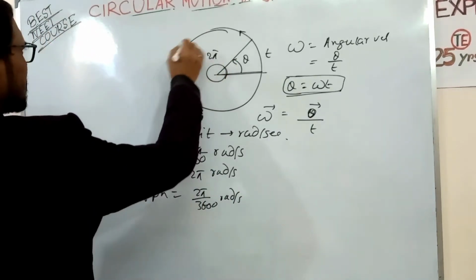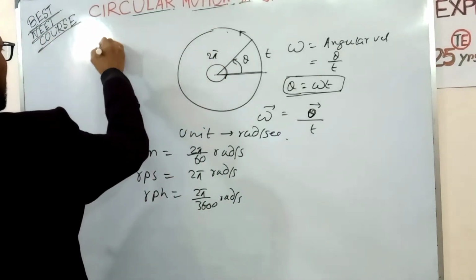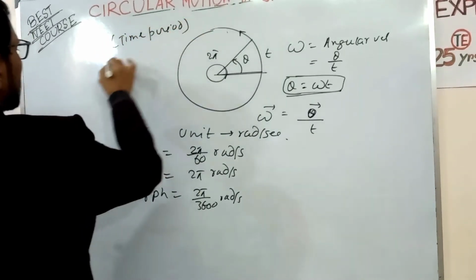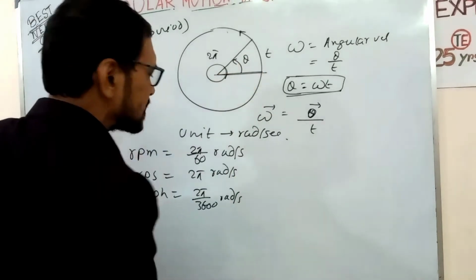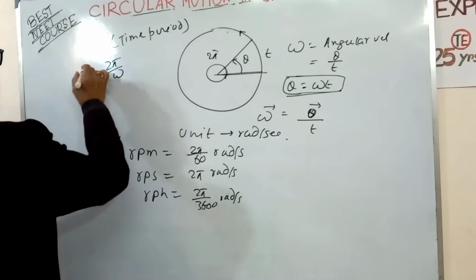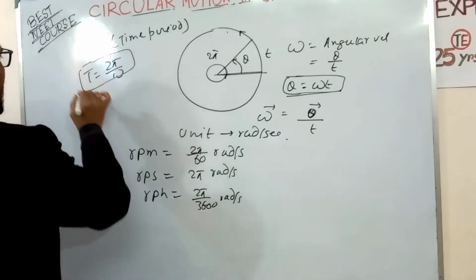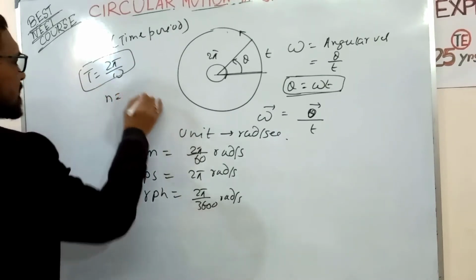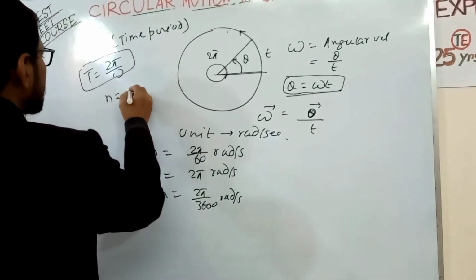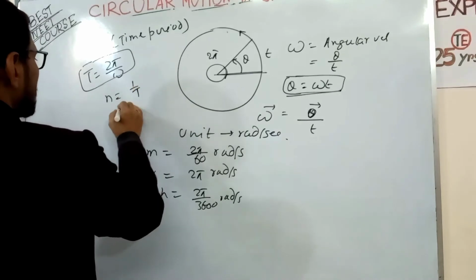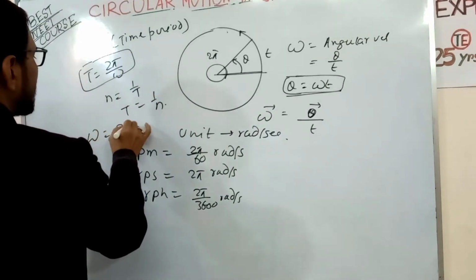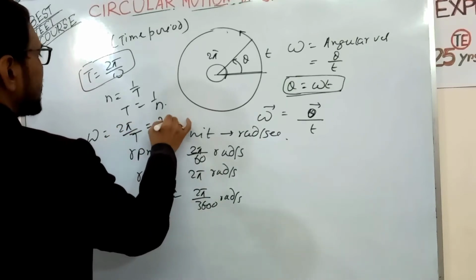Now here are also two important terms, that is time period. What is time period? Time period is the time taken to complete one rotation, which is equal to 2 pi by omega. T equals 2 pi by omega, and n is frequency, that is the number of rotations in 1 second, so frequency n equals 1 by T. So T equals 1 by n. Now omega equals 2 pi by T, which is equal to 2 pi n.